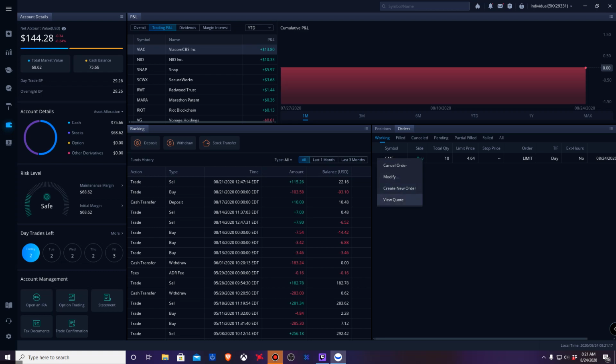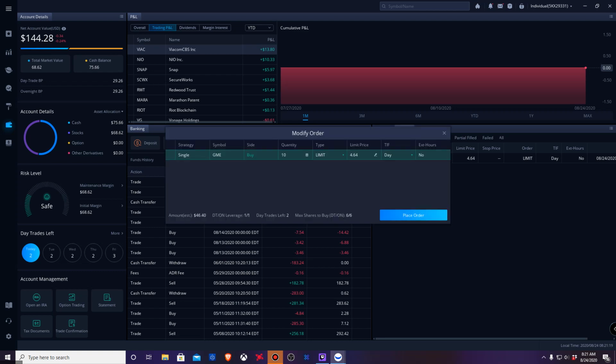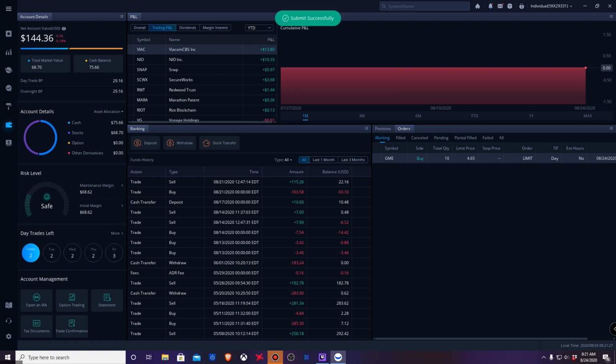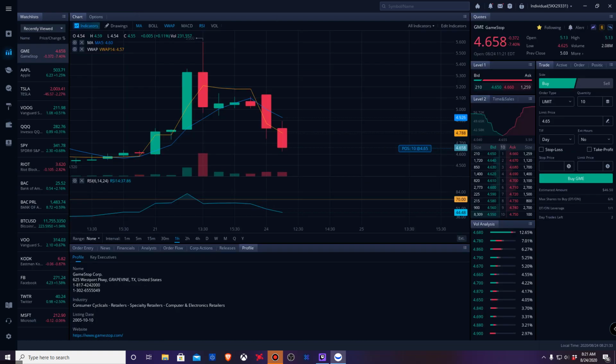I could always go here and modify it if I chose to, since it was too low. So I can modify this and say, all right, let's just do $465. And then I can replace that order if I wanted to get it to fill. It might fill faster if I change the price. Also, we can go back and check where that price is now, $465. It's going to let us know if it filled or not.